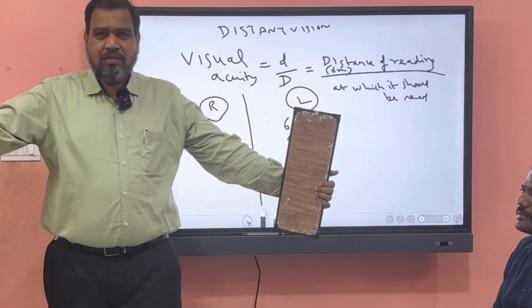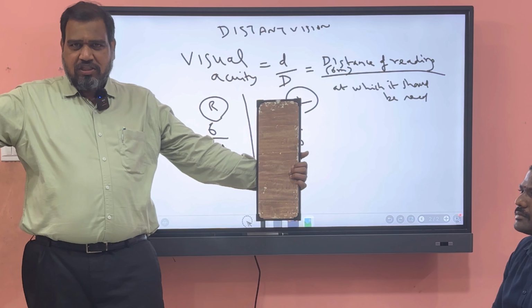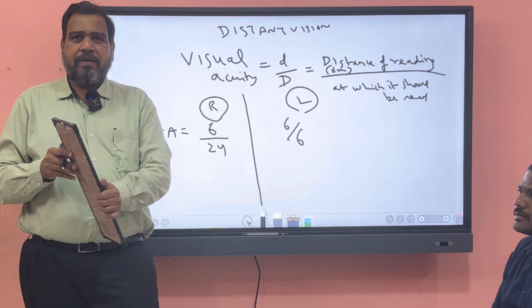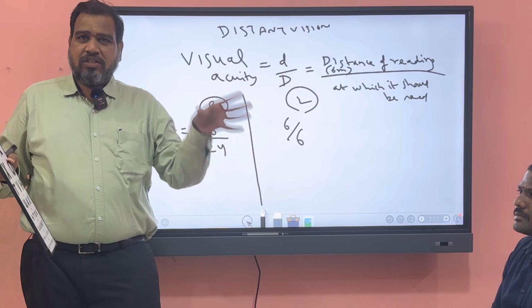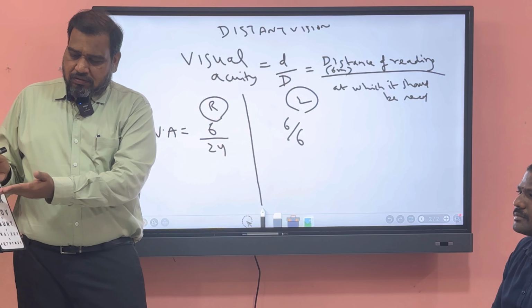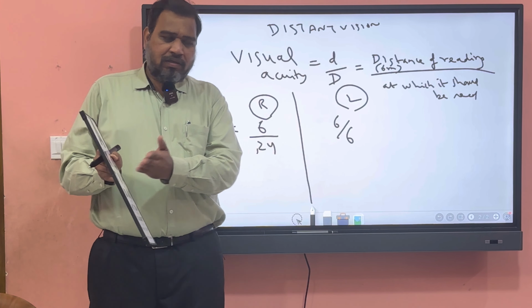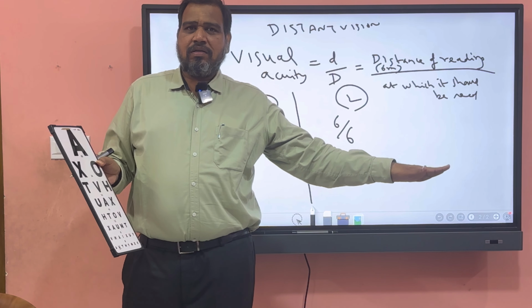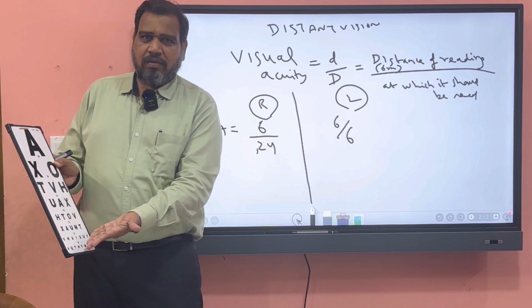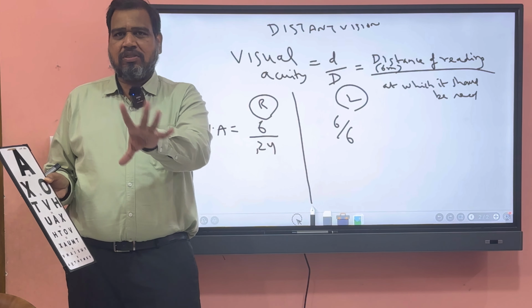So visual acuity is small d by capital D. Small d is the distance at which he is reading, which is 6 meters; we are fixing it at 6 meters. Capital D is the distance at which it should be read. TVH should be read at 24, but he is able to read only at 6 meters. Below those numbers he is not able to read. So 6 by 6 is normal. That's what I want to say.